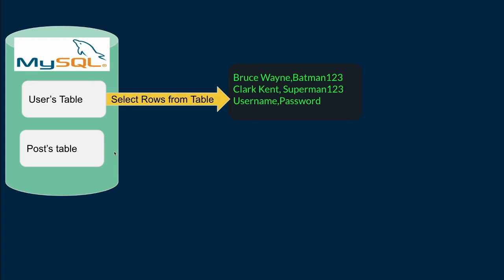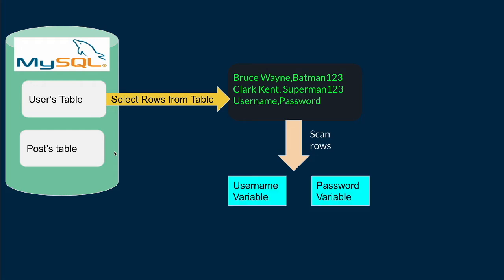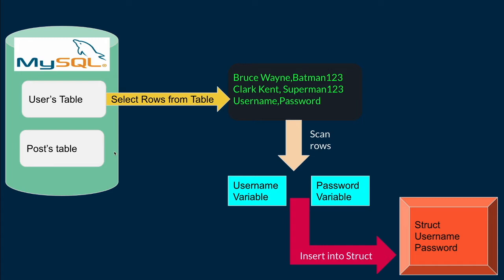However, after that, I will need to scan every single row. And what I will do is map every row to a username and a variable, because the rows only have two values, username and password. After that, I will insert the values into a struct. Now, let's get into the code.